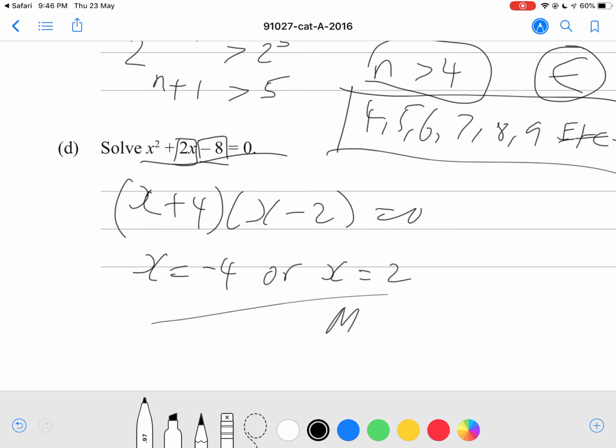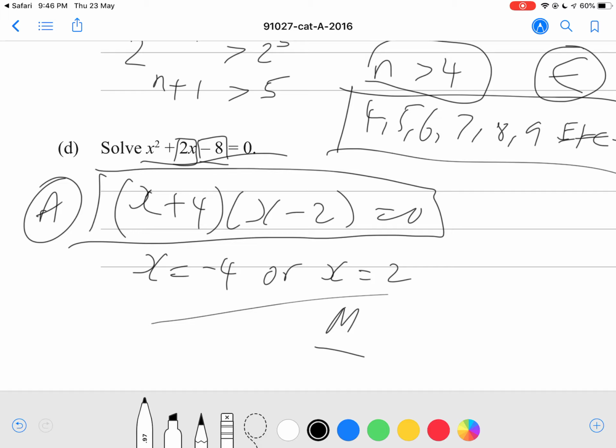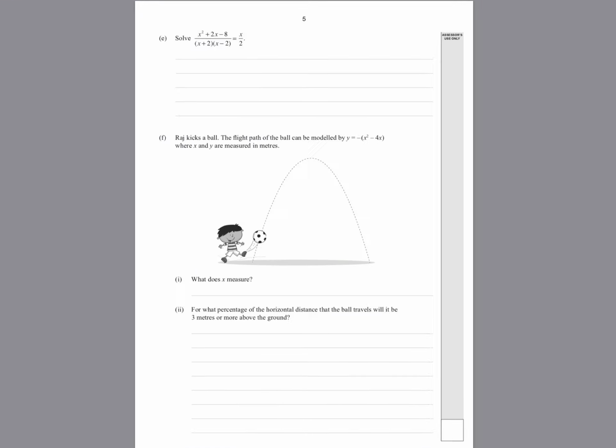And this was only a merit question, okay? To get an achieved, you're factorizing correctly. So getting up to here will get you an achieved. Alright, next question.